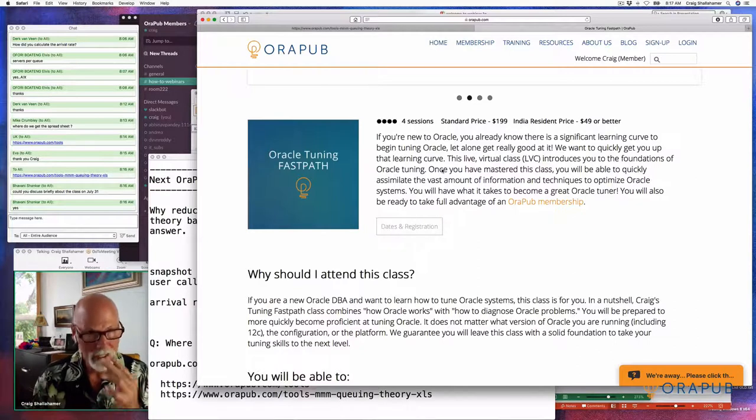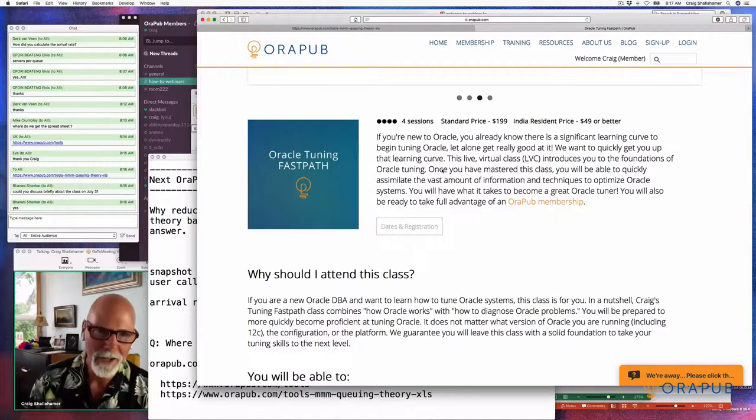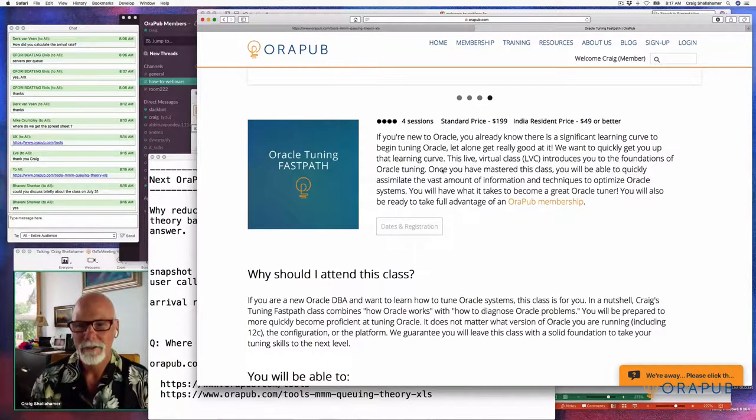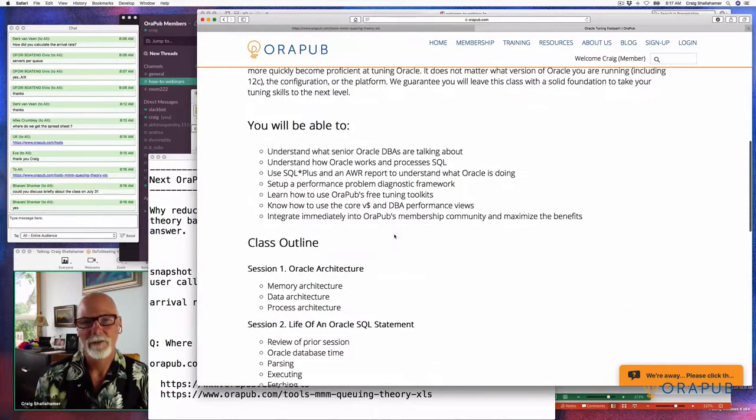What is the wait interface? How do I use an AWR report at the most basic level? Those are a huge roadblock, a massive learning curve for people just jumping into Oracle. So I created the Fast Path course, and I wanted the cost to be as low as I could get it. This is the standard US price. I only wanted to make it four sessions, to jumpstart people.